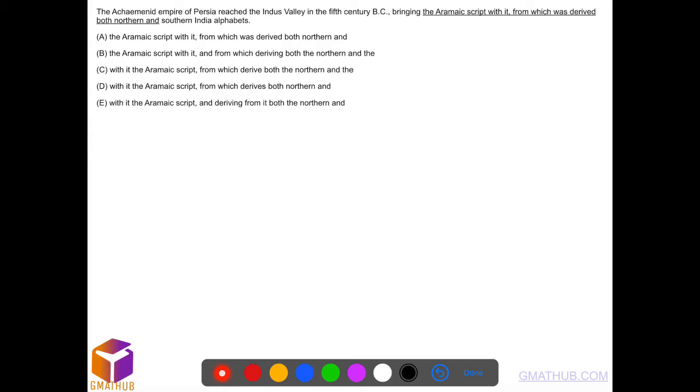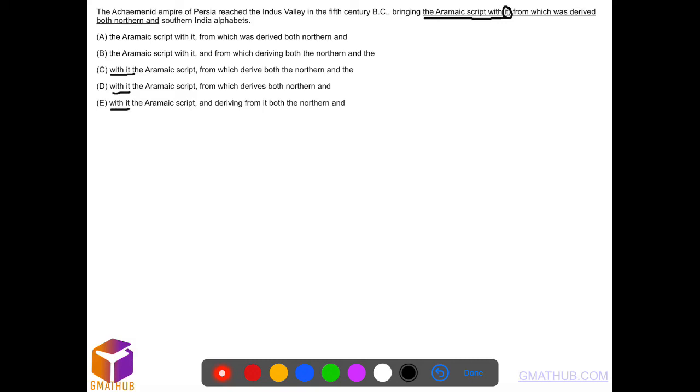The Achaemenid Empire of Persia reached the Indus Valley in the 5th century BC, bringing the Aramaic script with it. Okay. So, what does it refer to? The valley or the empire? This it should refer to the empire. Okay. So, with it, that's the right usage.